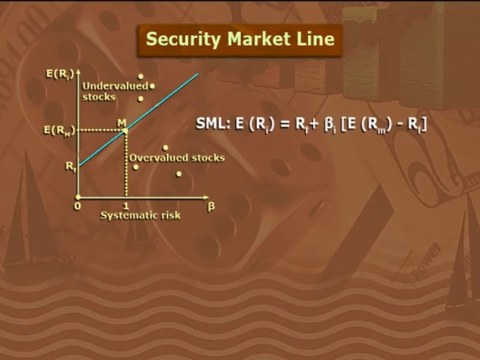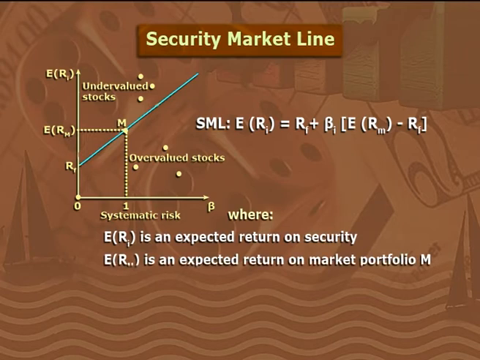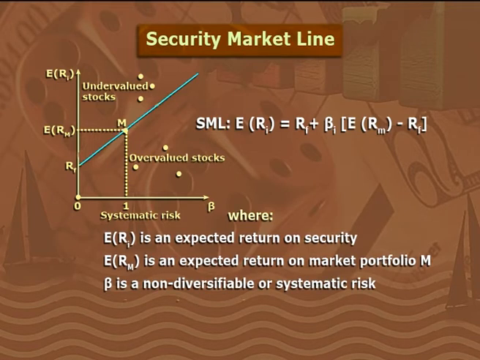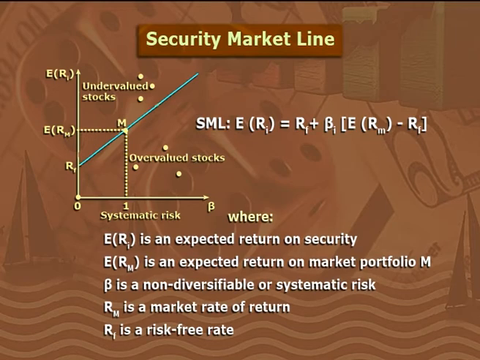E(Ri) is equal to Rf plus beta i multiplied by E(Rm) minus Rf, where E(Ri) is an expected return on security, E(Rm) is an expected return on market portfolio M, beta is a non-diversifiable or systematic risk, Rm is a market rate of return, Rf is a risk-free rate. When used in portfolio management, the security market line represents the investment's opportunity cost, that is, investing in a combination of the market portfolio and the risk-free asset.